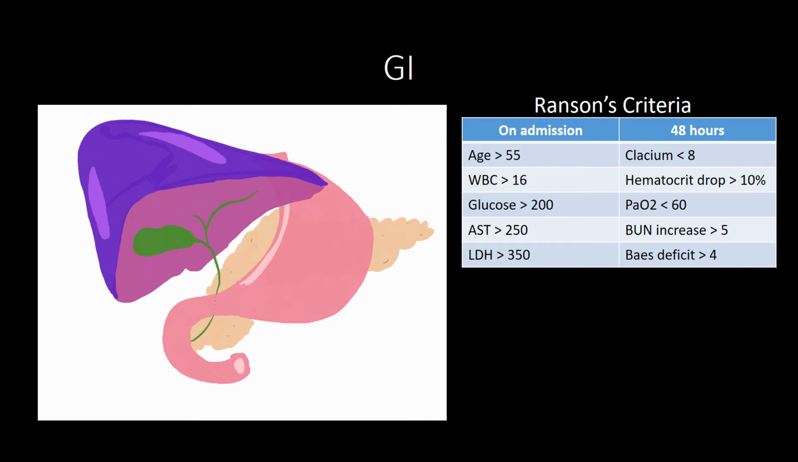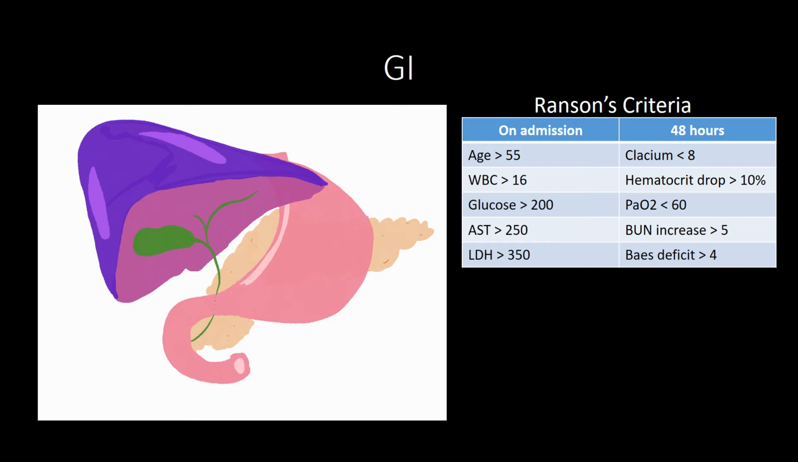Lipase has a greater sensitivity than amylase, and you want 2 of the 3 criteria to diagnose pancreatitis. And again, 2 of the 3: lipase elevated 3 times the upper limit, epigastric pain radiating to the back, or findings consistent on the CT like edema, fat presence in the pancreas. The treatment is supportive: fluids and more fluids, analgesia for pain, and you want to keep the patient NPO.